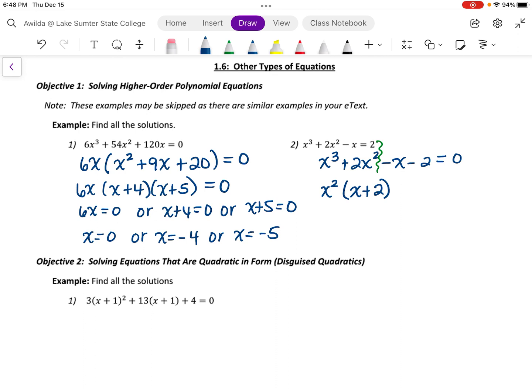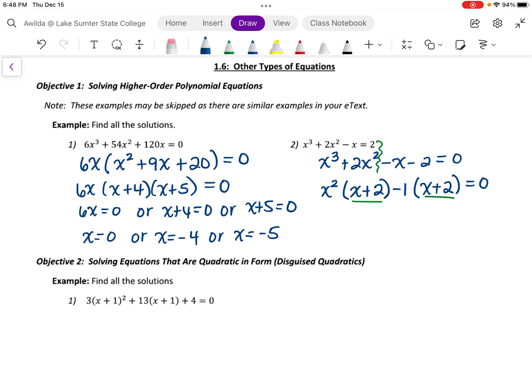For the second group of 2 terms, we have negative x minus 2. Really, the greatest common factor here is 1, but we'll go ahead and factor out a negative 1. And we'll rewrite this as negative 1 times x to get the negative x, and negative 1 times positive 2 to get the negative 2. Now we have 2 terms instead of 4, and there is a common factor in these 2 terms, and that is the x plus 2 factor.